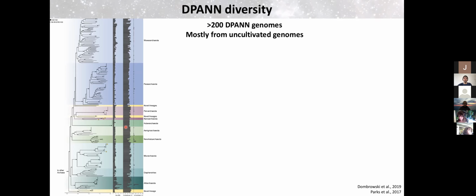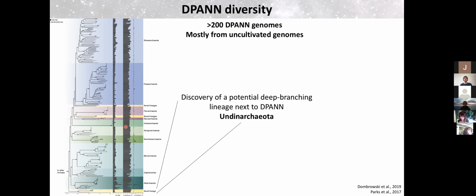And among this diversity, we are at the moment particularly interested in one lineage that is deep branching and potentially branching sister to all other DPANN, the so-called Undinarchaeota. We are interested in them because understanding something about a deep branching lineage might tell us something about how DPANN evolved. Let's say Undinarchaeota have very small complete genomes. This could indicate that DPANN lost genes over time and just evolved into this host dependency. And that's something we want to look at.